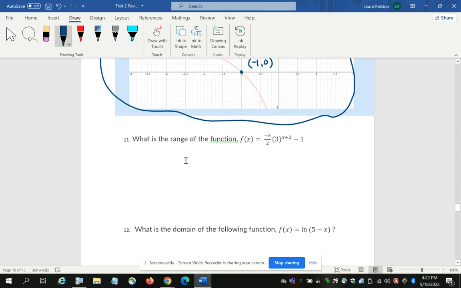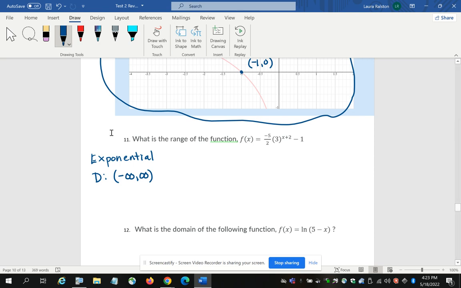Okay, number 11 says, what is the range of this particular function? Now, hopefully you recognize this as an exponential function. And the domain of an exponential function, by definition, is all real numbers, but the range depends upon what base you have and what transformations. Have you shifted it up, down, left, right, and so forth. So the easiest way to see this is going to be to look at the graph.